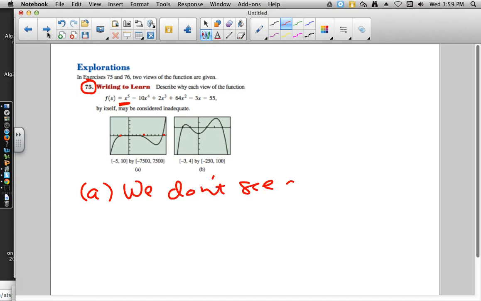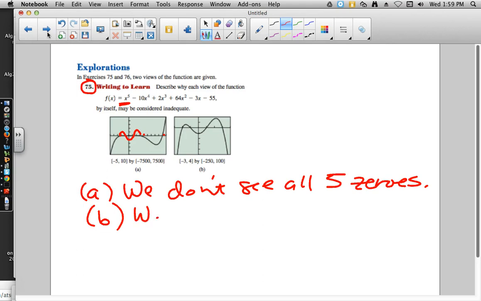We don't see all 5 zeros. We can see the end behavior that we would expect from x to the 5th, but we do not see all 5 of those zeros. And then for B, we can't see the end behavior. We have that little snapshot that we really would have liked to have here so that we could see that, but we don't see the end behavior.